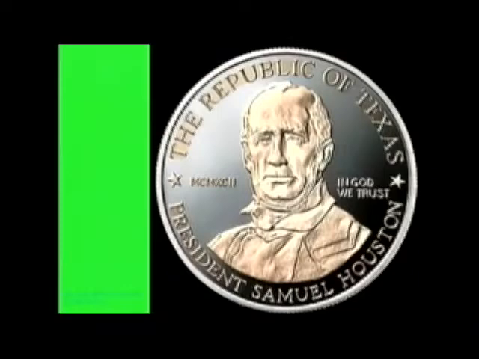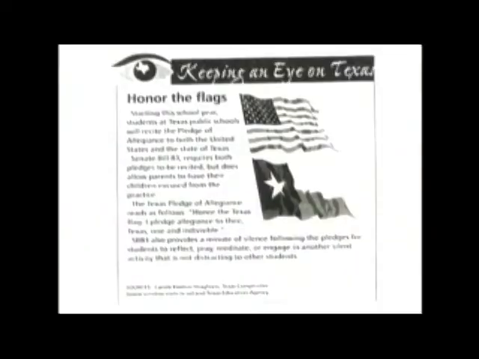This is now getting to the point where you can issue your own currency for your own presidents. Oh, and by the way, as of 2 years ago, you have to pledge allegiance to the flag of Texas every morning as well as to the flag of the United States. By law.